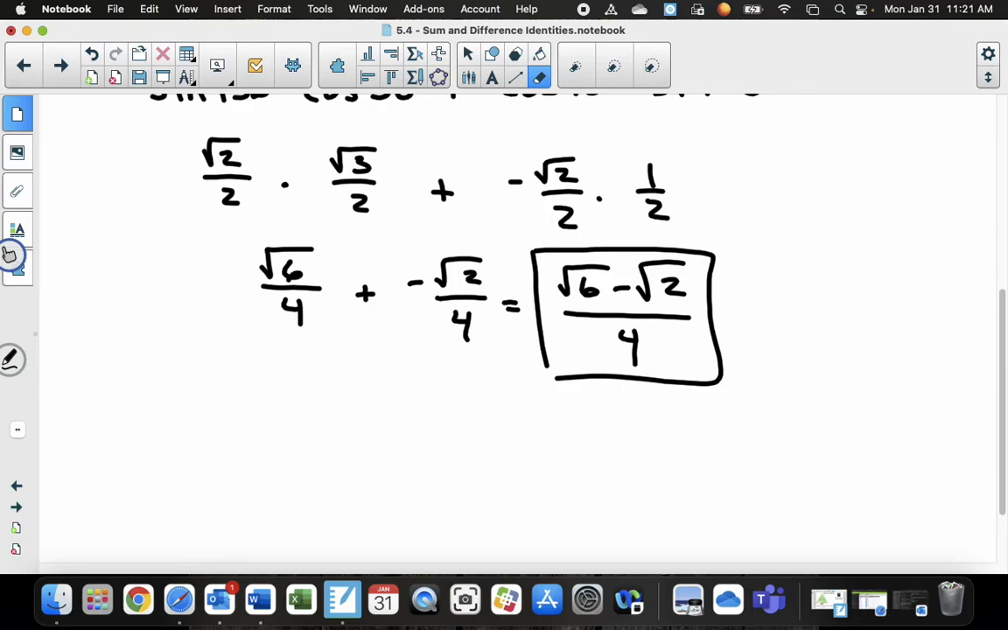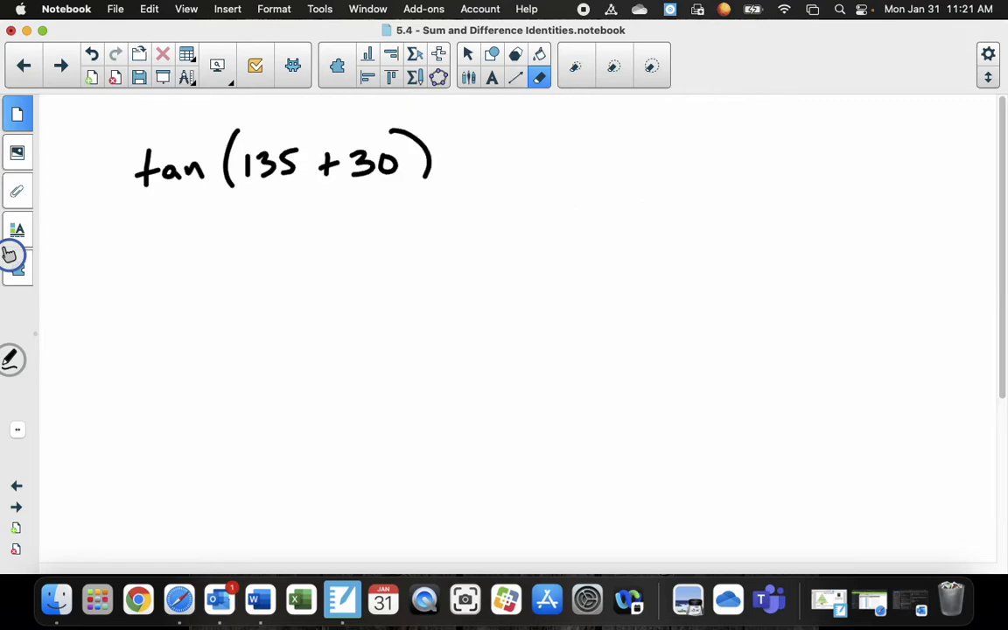Like I told you, that's what most of the answers are going to look like. Some version of the square root of 6s and square root of 2s and all that kind of stuff. Okay? Let's do one more, only because we haven't done a tangent one yet. So let's take a look at a tangent one as well.